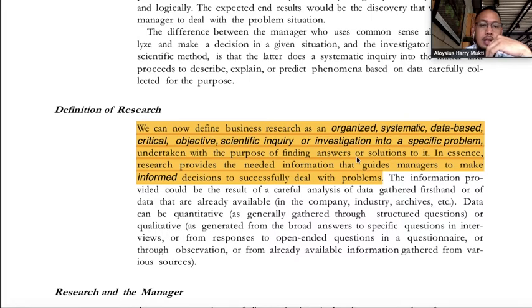In essence, research provides the needed information that guides managers to make informed decisions to successfully deal with the problem. Yeah. So remember, don't forget there should be a problem.